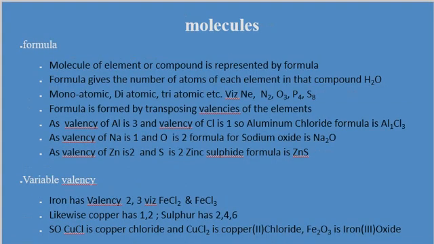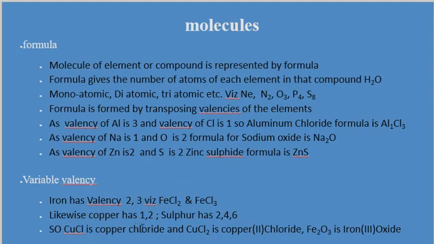Now, we have variable valency. Some elements have more than one valency. For example, iron has 2 and 3. This means FeCl2 and FeCl3. Why is the 2 and 3 coming near chlorine? Because the valency has to be transposed. So iron has 2 valencies, which are 2 and 3.